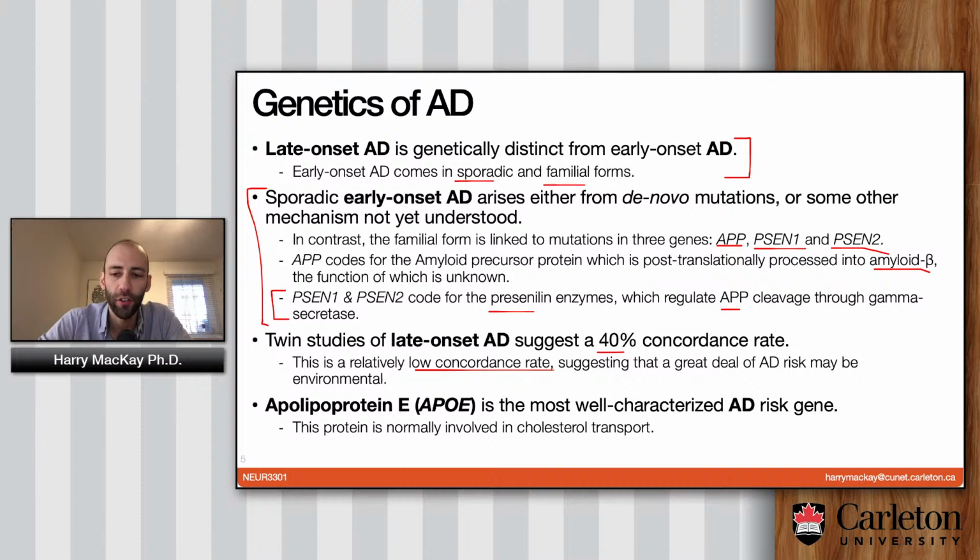The most well-characterized single Alzheimer's risk gene is apolipoprotein E. This is normally involved in cholesterol transport. But we'll get into a number of others as well. So with that introduction out of the way, let's leap into the world of GWAS.